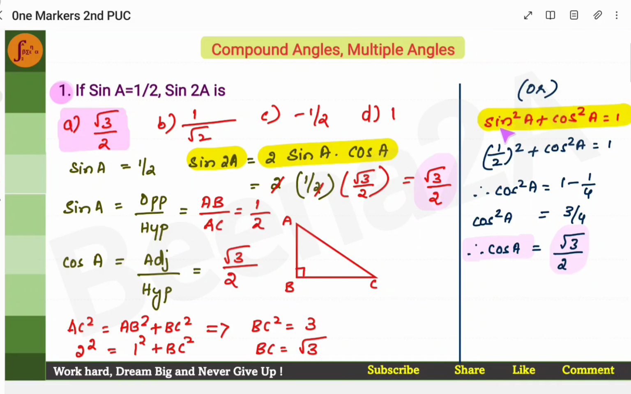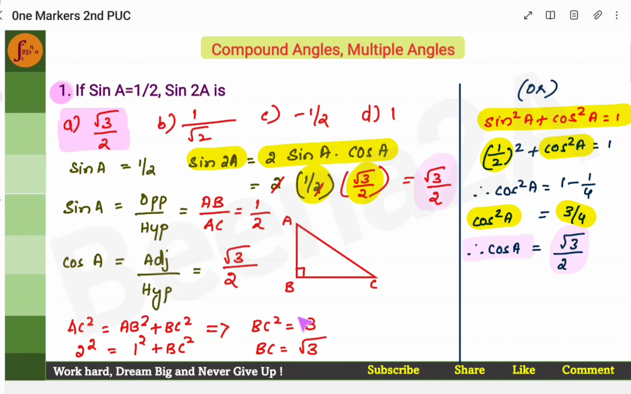Across trigonometry, sin square A plus cos square A is 1. So we know sin A, we'll find cos square A, right? Cos square A you will get as 3/4. Therefore cos A is root 3 by 2. Now you substitute cos A here, substitute sin A here, and then you will get the answer for sin 2A, which is root 3 by 2.